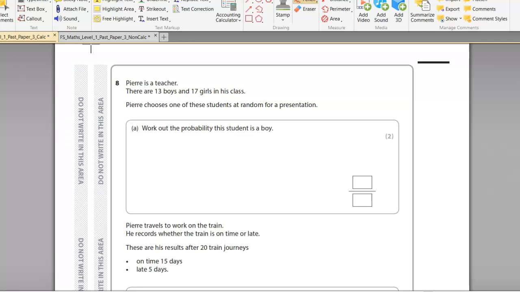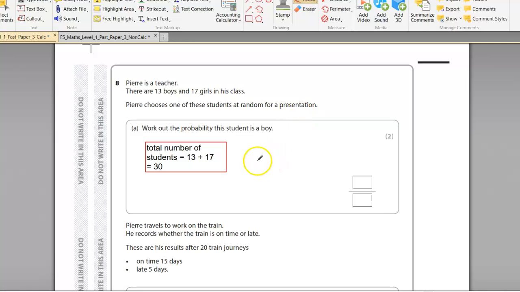Question 8. Pierre is a teacher. There are 13 boys and 17 girls in his class. Pierre chooses one of these students at random for a presentation. Work out the probability this student is a boy. So the total number of students is what we need to know here. If we've got 13 boys and 17 girls, then we've got a total of 30 students.